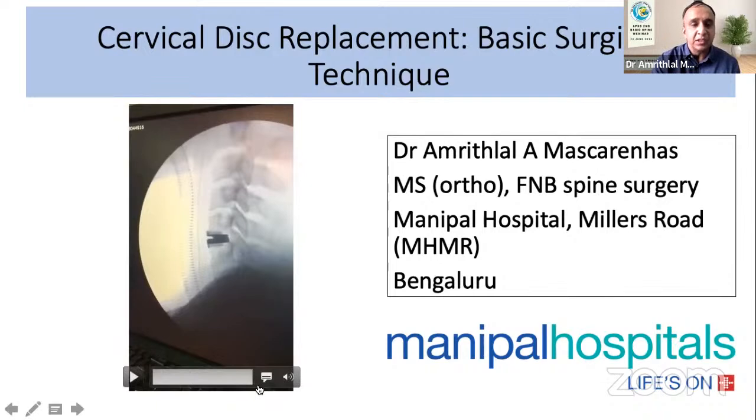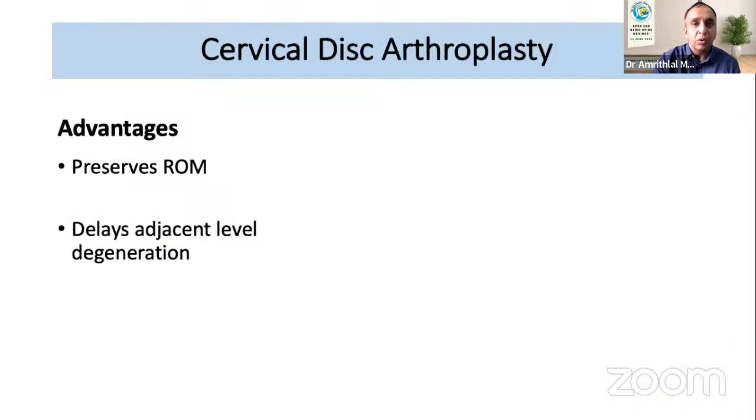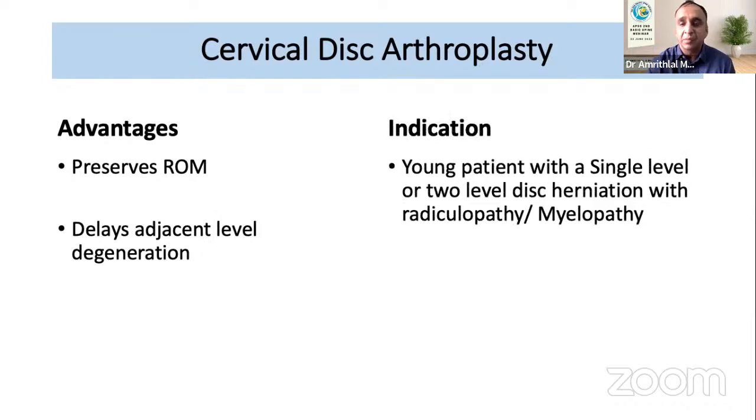Since this is a basic surgical technique presentation, let's go down to what the advantages are. Cervical disc arthroplasty gives us a nice range of movement at the disc level and also the entire cervical spine. And we do know that it delays adjacent level degeneration that can otherwise happen. It is basically indicated in a young patient with a single or two-level herniation or radiculopathy.